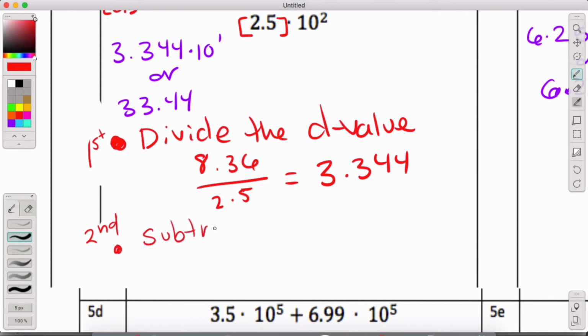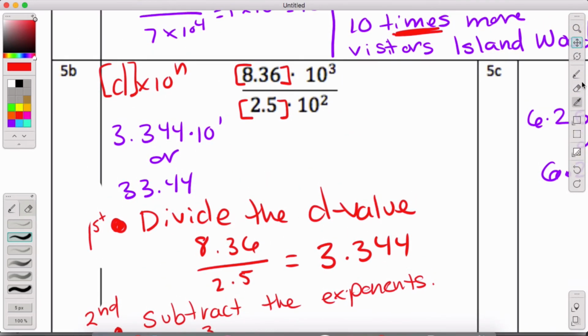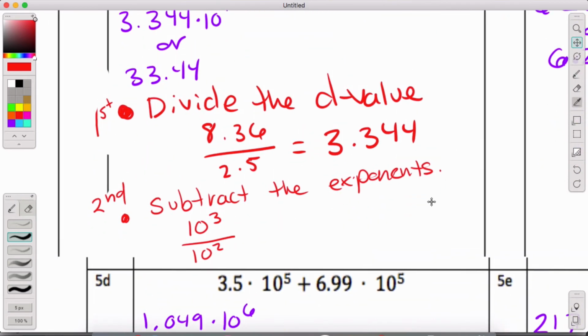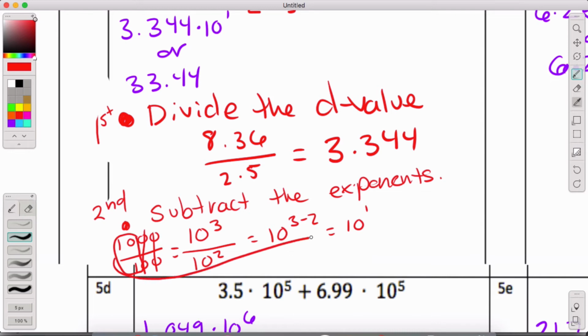All right, so this was your first step, and your second step will be to subtract the exponents. Okay, so if we had 10 to the third over 10 to the second, which is what we had at the top right here. That's where I got it. You can subtract them, getting you 10 to the first. So you could do 3 minus 2 equals 10 to the first. Or you can also see this as 10 to the third is the same thing as 1,000 over 100. Cross cancel your zeros and you'd end up with 10 over 1, which is the same thing as that right there.